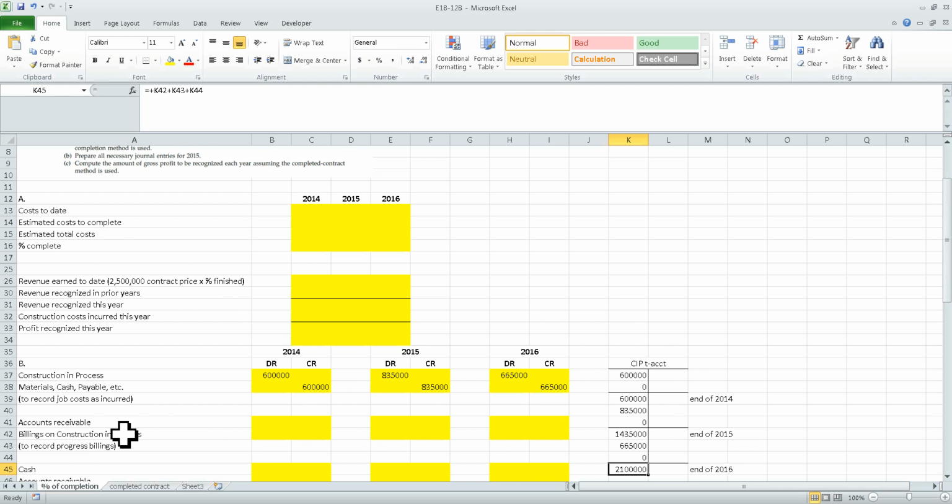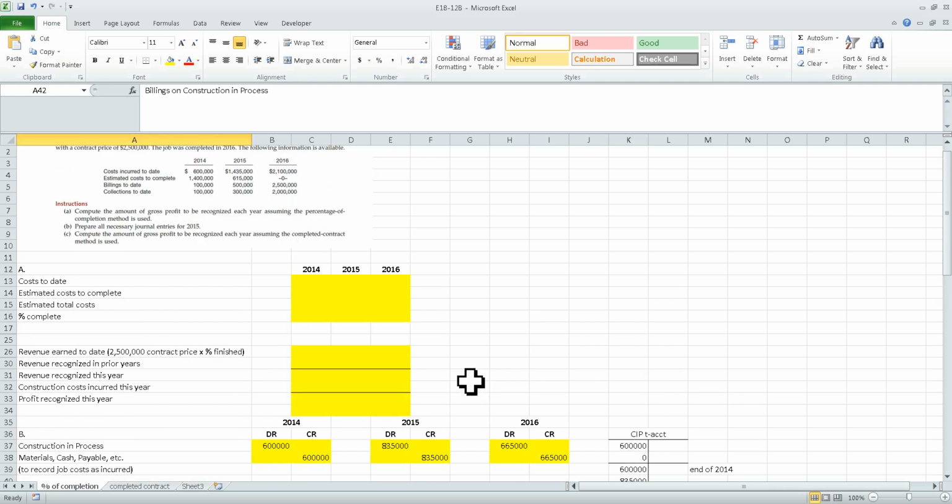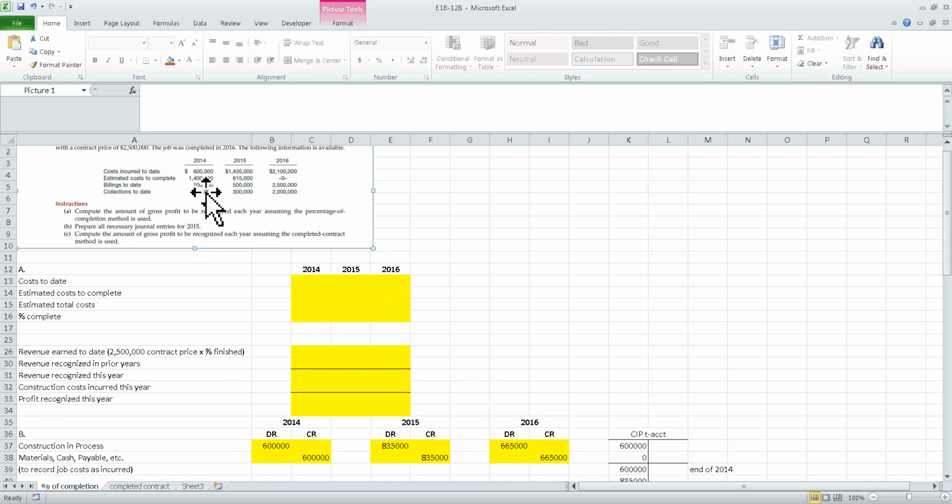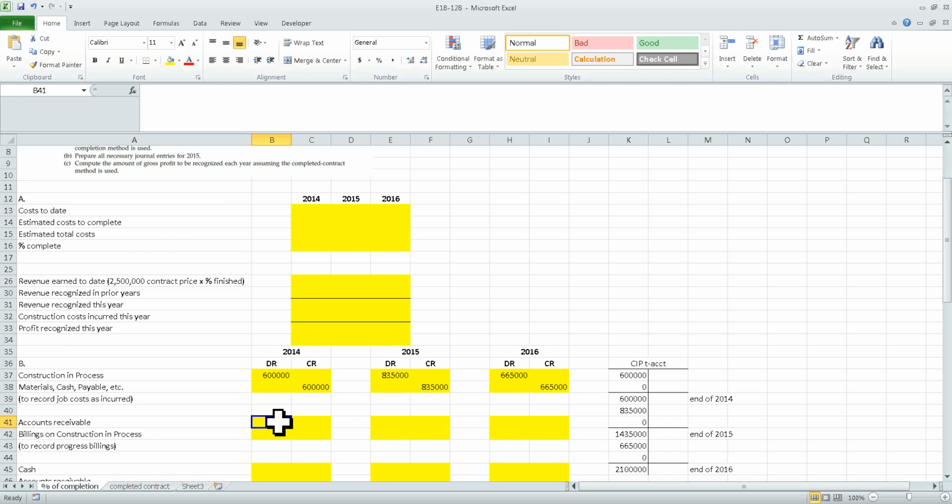Okay, the next part of the entry is to record the progress billings. Now, as mentioned, on a long-term construction contract we will typically bill our customer periodically as we incur cost. What we're told here is the billings to date at the end of 2014 was $100,000. So in 2014, since that was the first year of the job, we billed $100,000 of progress billings to our customers. So debit accounts receivable $100,000, credit billings on construction in process $100,000. Again, billings on construction in process is a contra asset account. You'll see how that's reported on the financial statements in a second.